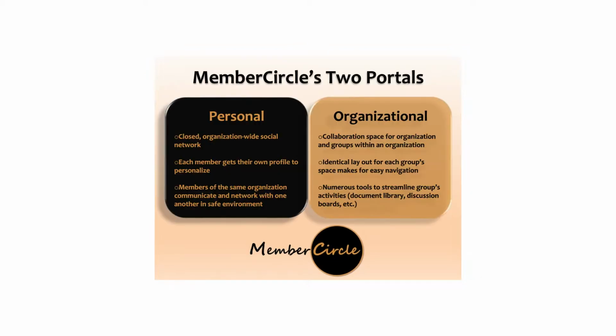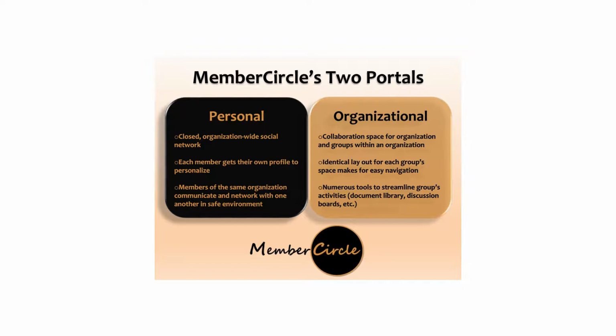The personal portal establishes a closed social network within an organization. Each member of the organization gets their own profile to personalize and make their own. This is also where members of the same organization can search for and find one another. By adding a colleague to your network, the user is able to communicate one-on-one with that individual. A user's network of colleagues is referred to as their inner circle. You will see this in action during the demonstration.